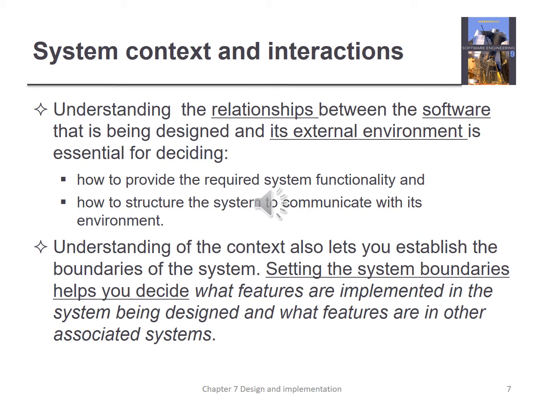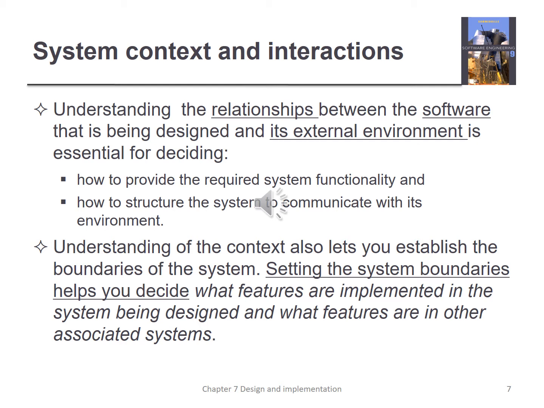First of all, we have to look at the context: understanding the relationship between the software being designed and its external environment. So we have to find out what the system really has to do, and what its boundary is, which is the context diagram. How to provide the required system functionality, and how to structure the system to communicate with its environment. So we have to define the context, the boundary, and then the external entities around it.